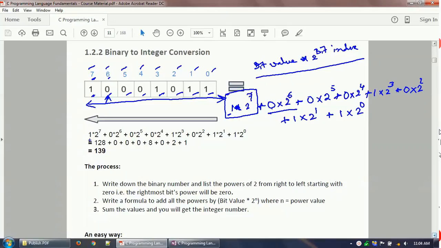So we got this particular string like this here, and then if we calculate, we get 128 for the first term. Anything into 0 is 0, anything into 0 is 0, anything into 0 is 0. Then 1 into 2 to the power 3 is 8. Then anything multiplied with 0 is 0. Then 1 into 2 to the power 1 is 2, and then 1 into 2 to the power 0 is 1. So if we add this sum, we get the number 139. So this is how the binary to integer or decimal conversion is done.